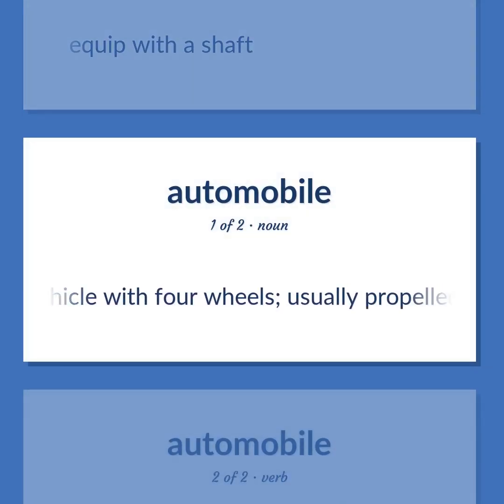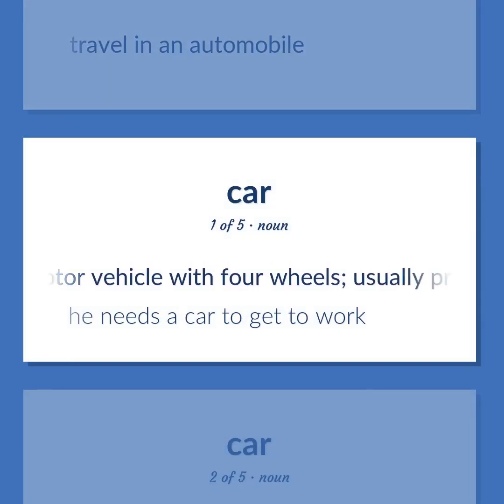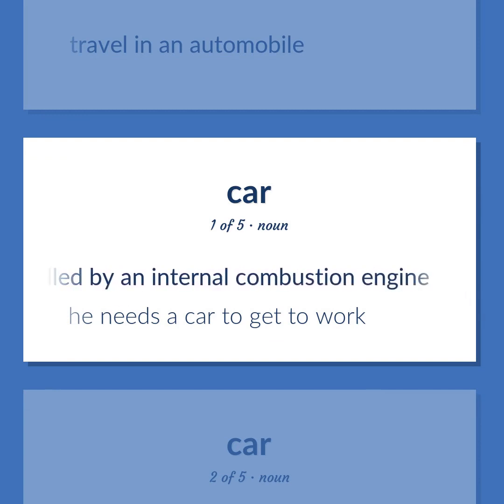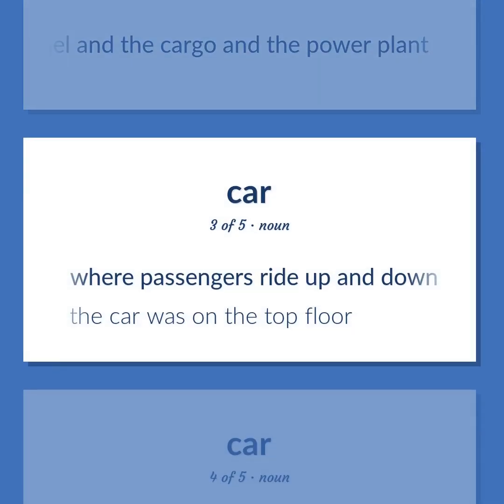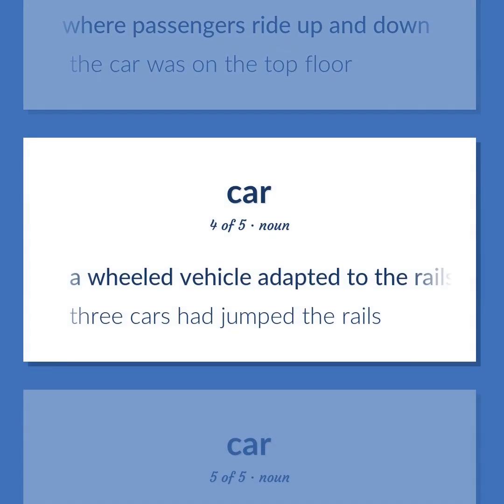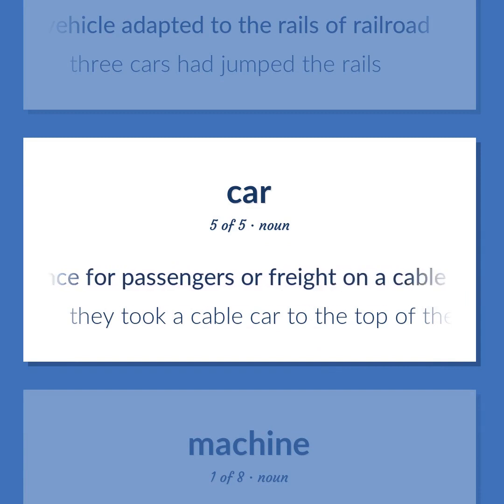A motor vehicle with 4 wheels, usually propelled by an internal combustion engine. Travel in an automobile. He needs a car to get to work. The compartment that is suspended from an airship and that carries personnel and the cargo and the power plant. Where passengers ride up and down. The car was on the top floor. A wheeled vehicle adapted to the rails of railroad. 3 cars had jumped the rails. A conveyance for passengers or freight on a cable railway. They took a cable car to the top of the mountain.